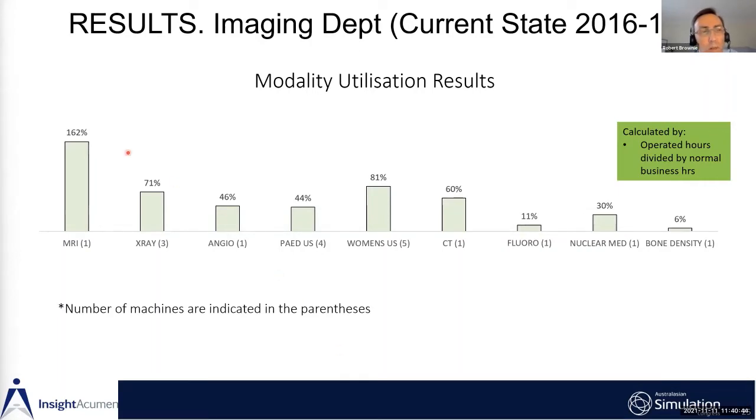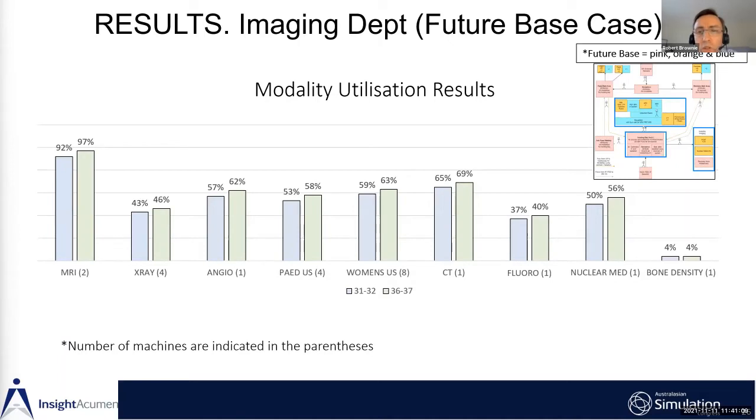You'll notice on the left-hand side here, 162%. So in the model, the MRI was allowed to operate beyond normal business hours. That high utilization for the MRI meant that the MRI was used for large periods of time outside normal business hours. So the normal business hours are the denominator in utilization calculations. So assessed as fit for purpose by the SMEs, we moved on to future state.